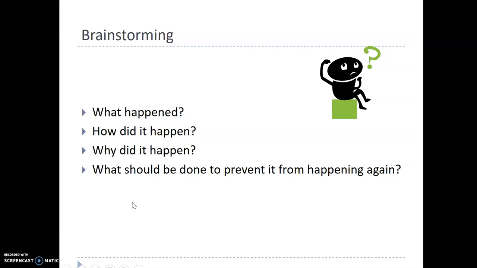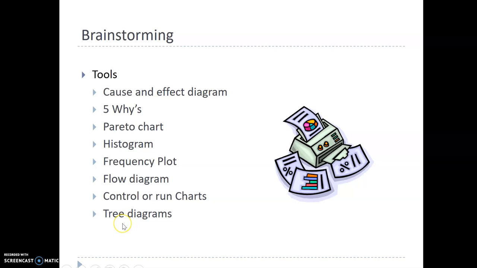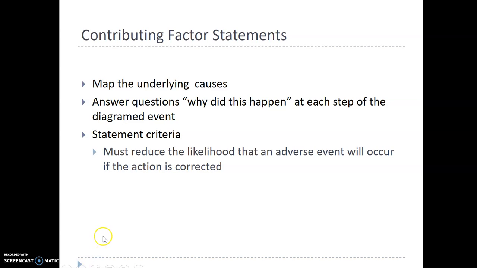You ask what happened, how did it happen, why did it happen, what can be done to prevent it from happening again, and use several different tools, including cause and effect diagrams, histograms, flow diagrams for the process, and other types of tools that can be used to help you identify the frequency of the problem, how often it's occurring, and the severity of the outcomes.